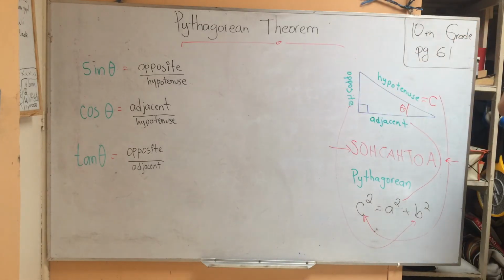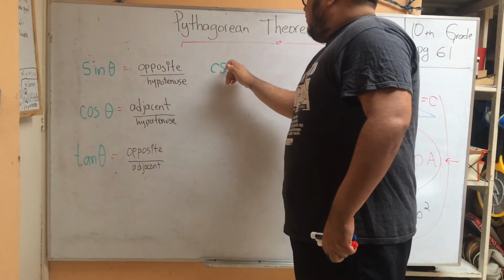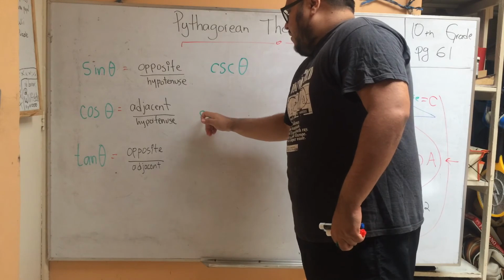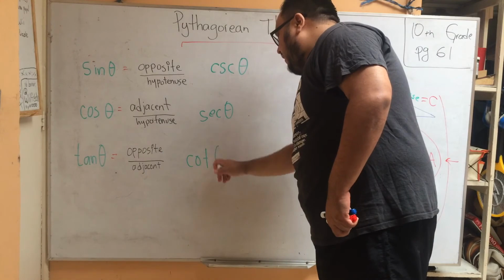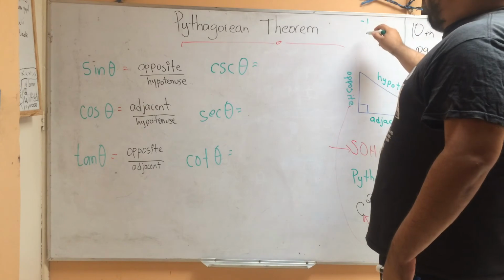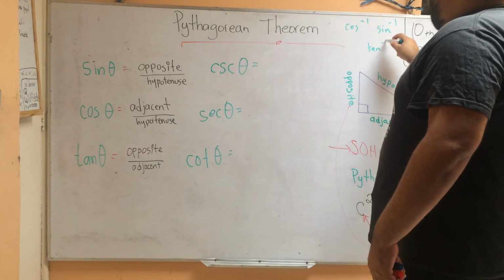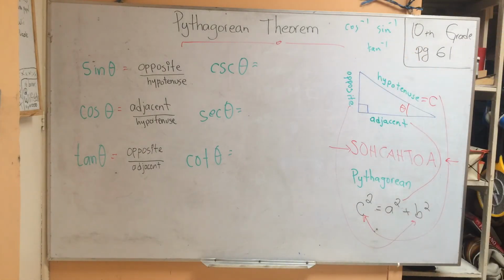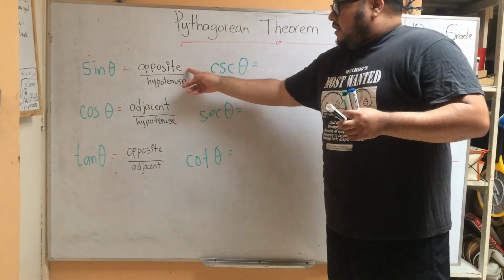Now, we have other trigonometric functions. We also have cosecant, secant, and cotangent. These are the ones that you can find in your calculators as -1, like cosine -1, sine -1, tangent -1. So this means that we have the cosecant, the secant, and the cotangent. These are the opposites. The cosecant is the opposite of sine.